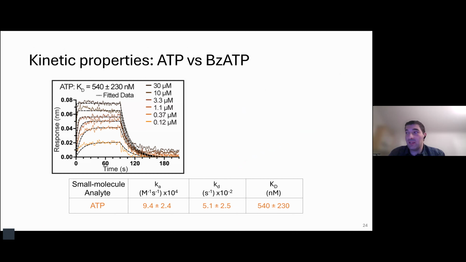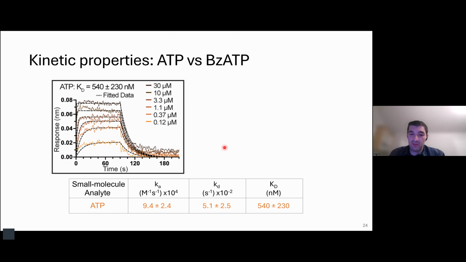So to directly investigate the kinetics of binding, we performed biolayer interferometry to directly measure the rate of association and rate of dissociation for ATP as well as BZ-ATP. Looking at the sensorgram for ATP, we see a fast association, which is this component here, followed by a fast dissociation, which results in an affinity for ATP of about 540 nanomolar. And this is the first time the affinity of ATP to the P2X7 receptor has ever been measured, and it was very exciting for us to see.